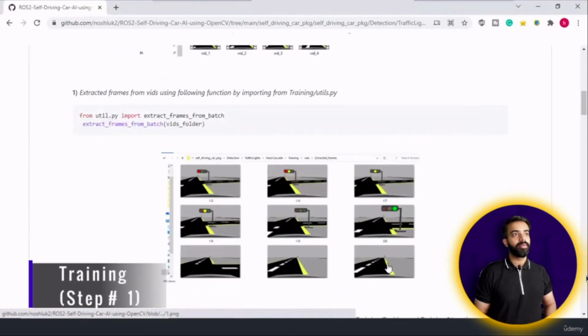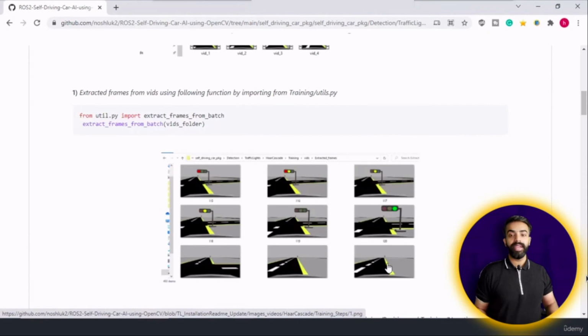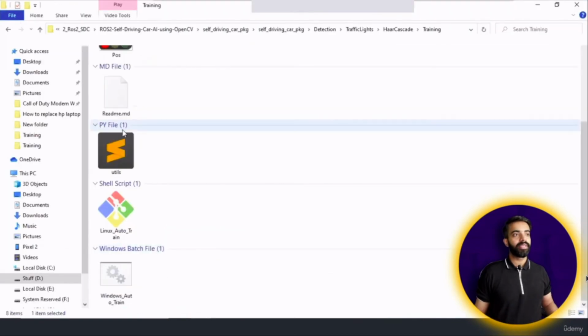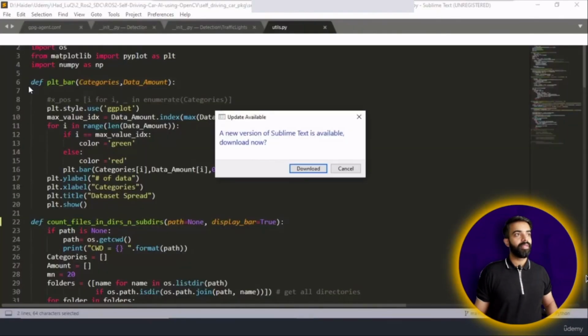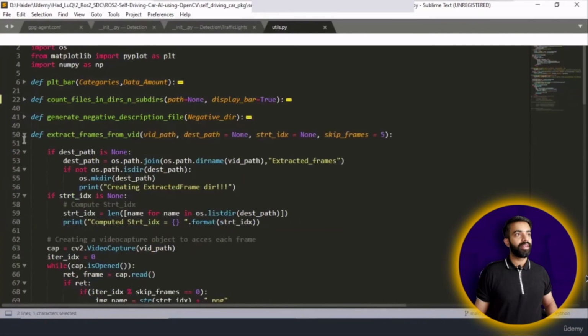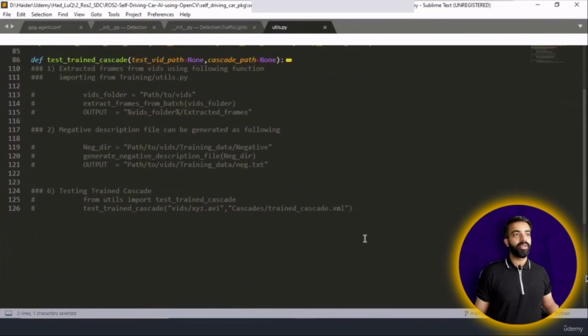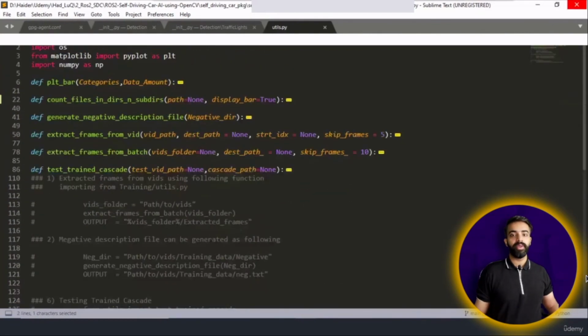The next step is to extract frames from the videos using the following function by importing from training/utils.py. Now, what is utils.py? Utils.py is a set of Python utility functions that are provided inside the training directory to train the Haar cascade. If I open this, you will observe that we have several functions that will come in useful when training the Haar cascade. You can open them up and see for yourself how they are defined, and how you can tweak them to your own liking.